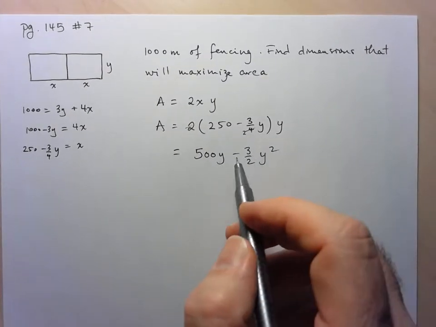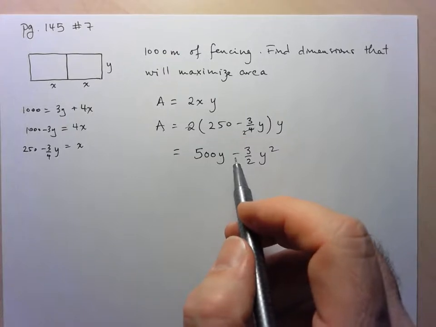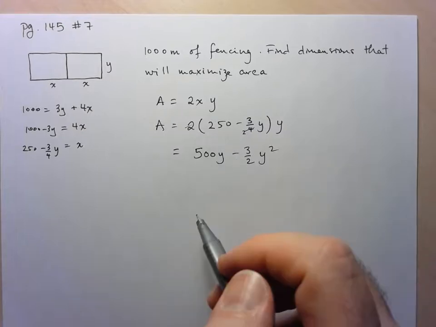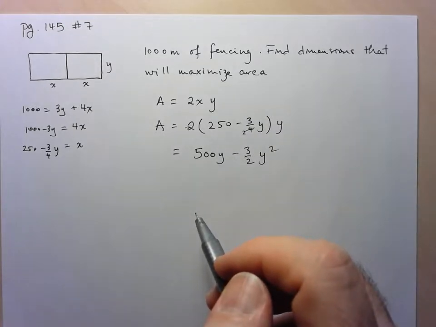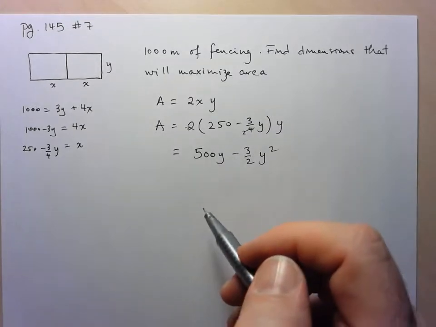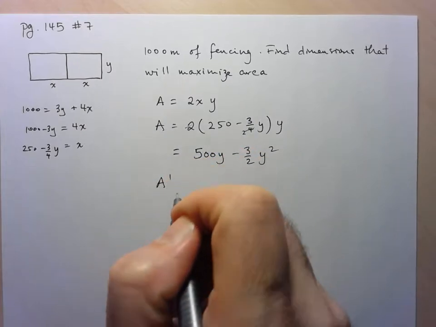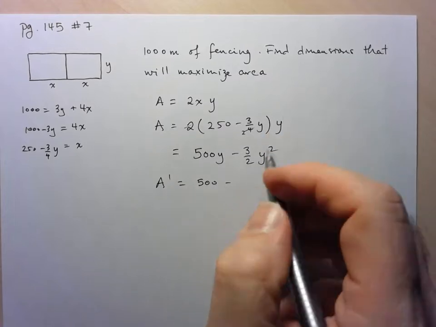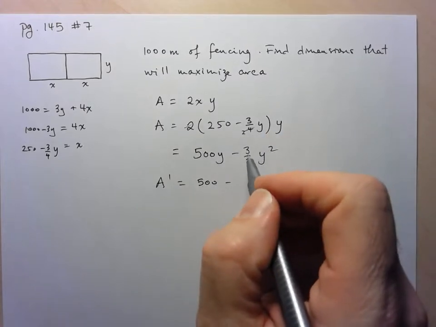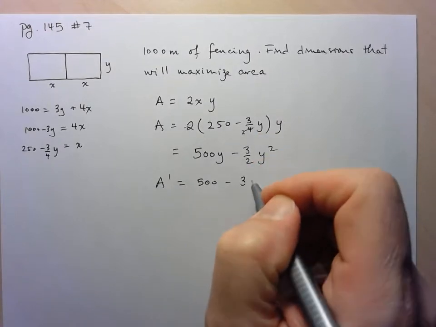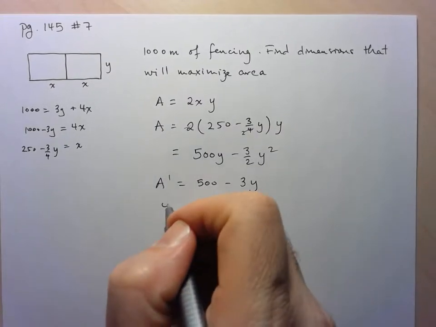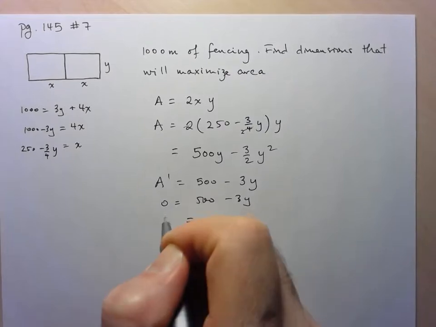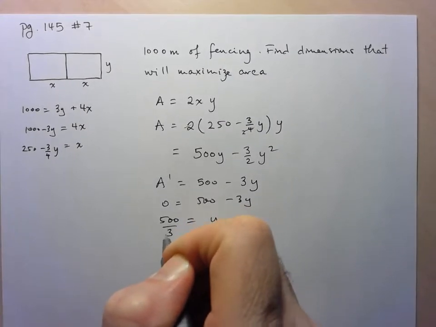We also see that it's a quadratic that's opening downward. Right off the bat, it's a known fact that quadratics opening downwards will have an absolute maximum. So my derivative is just going to be 500 minus, bring this down, 3 over 2 times 2, which is just 3y. Make this equal to 0, and so y is going to be equal to 500 over 3.